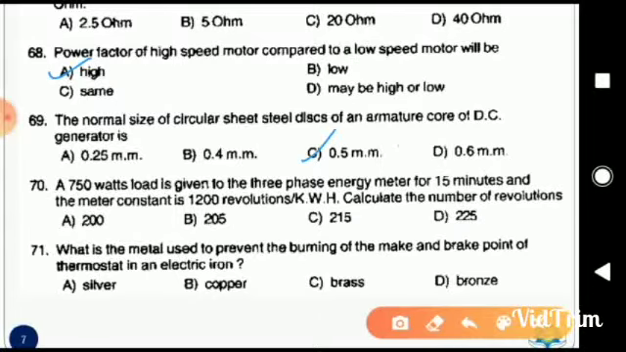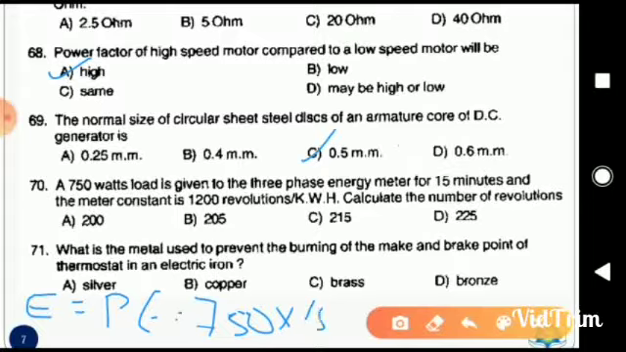A 750 watt load is given to a 3-phase energy meter for 15 minutes and the meter constant is 1200 revolutions per kWh. Calculate the number of revolutions. So first we need to find out what will be the energy consumed by the particular load. Energy is given by power into time. So here the power is 750 watts and the time is 15 minutes. So energy is equal to P into T, that will be 750 into 15 minutes. You need to convert 15 minutes into hours, so you will divide it by 60.